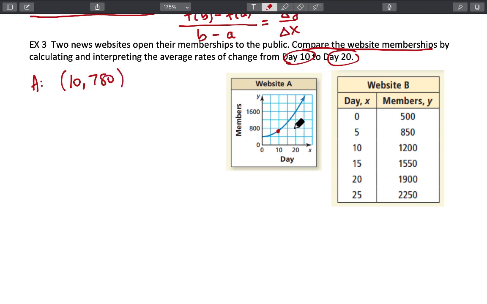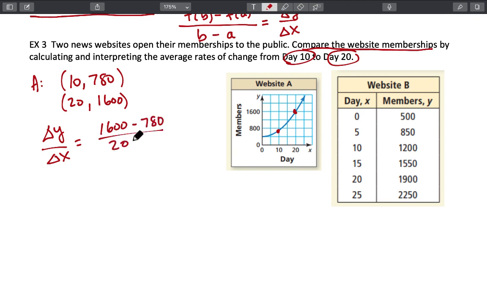Well, let's go out to day 20 now. Day 20, it looks like our data tells us that we have about 1,600. So day 20, 1,600 members. If we want to find the average rate of change, we are simply doing the change in y over the change in x. So we're going to take 1,600, subtract 780, and divide that by 20 minus 10. That's going to result in 820 over 10. Now, when we divide off that 10, we're going to end up with 82. Now, what does that mean, 82? Well, that is 82 new members per day that are joining website A.